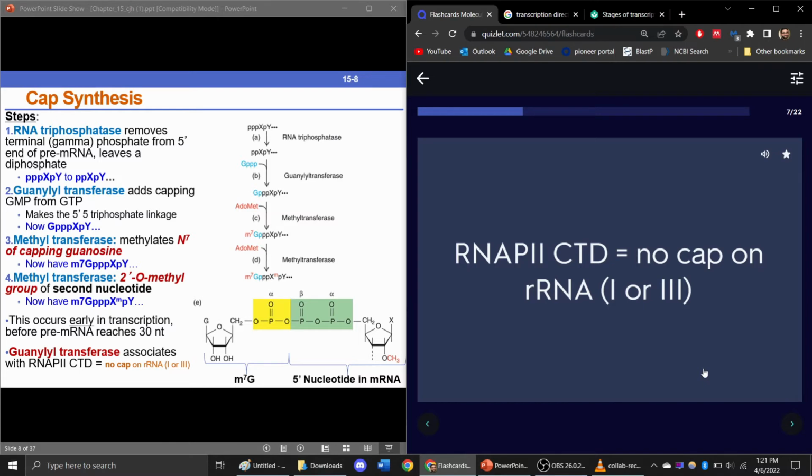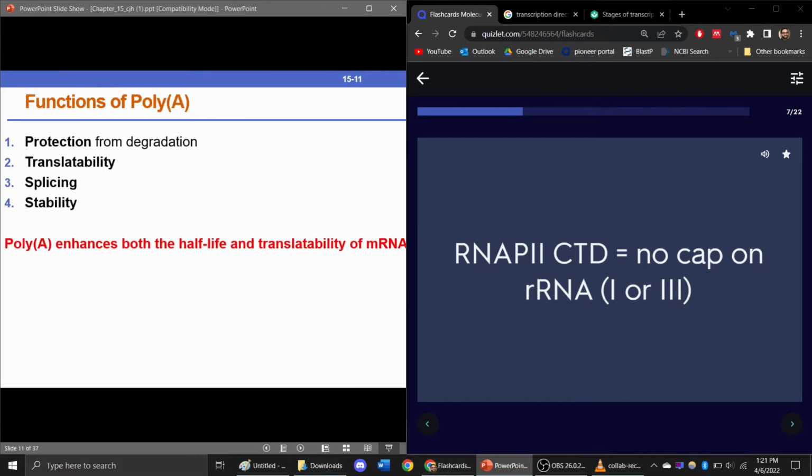It's like a moderately sized thing that you just always have to keep in mind: the RNAP2 CTD, RPB subunit 1, is going to be helping out that C-terminal domain of the polymerase, helping facilitate capping, splicing, and polyadenylation. The way that it helps in this case is that the guanylyl transferase is associating onto this RNAP CTD. Moving on.